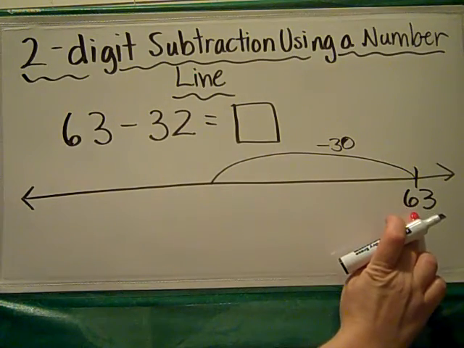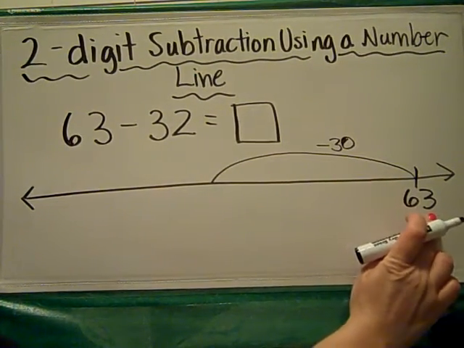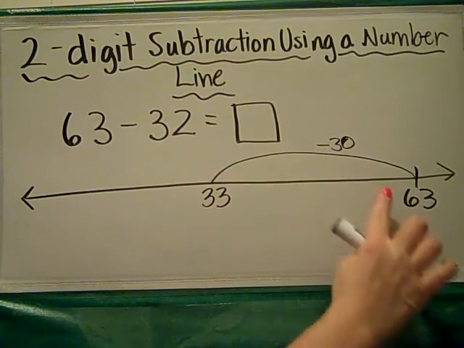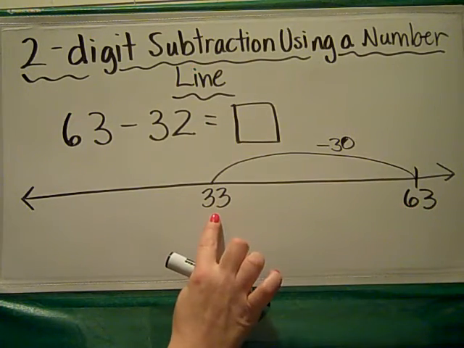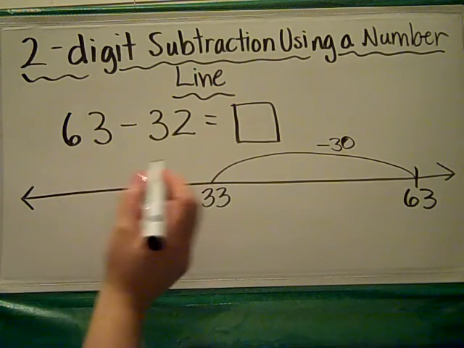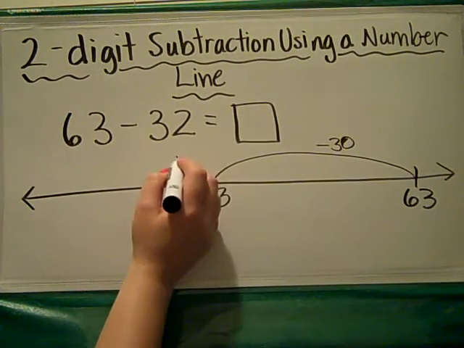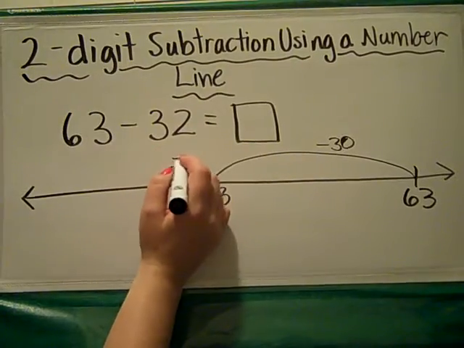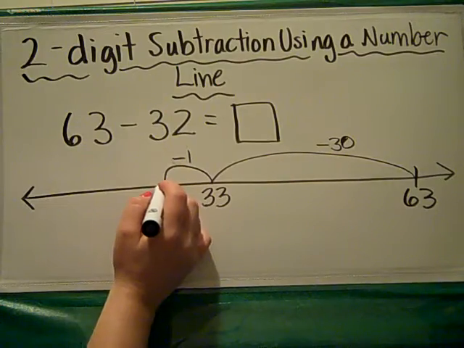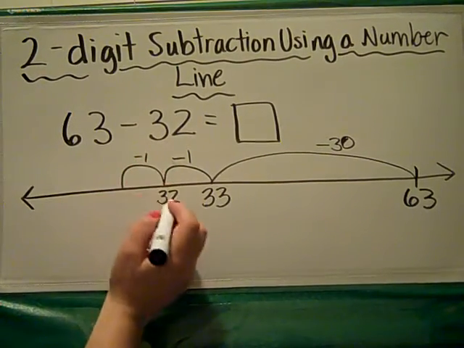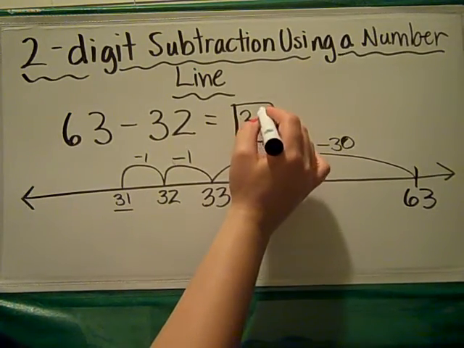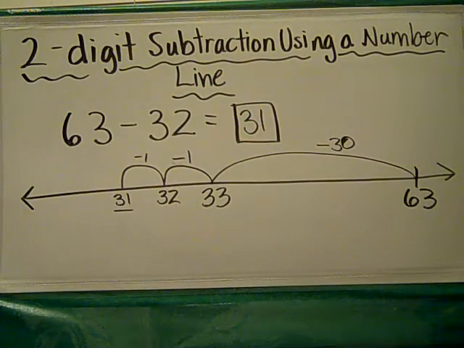Because I took 30 away from 63, I now have 33. I've landed on 33. I've really just taken 30 away from the 60 and I still have that 3. Well, now I still have to take away 2 more. So what I can do is hop 1 backwards. It's minus 1, and I'm at 32. And then I have to do 1 more hop, and now I'm at 31. And my unknown partner is 31.